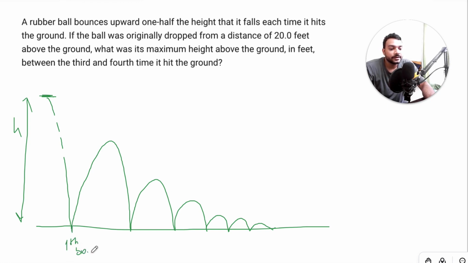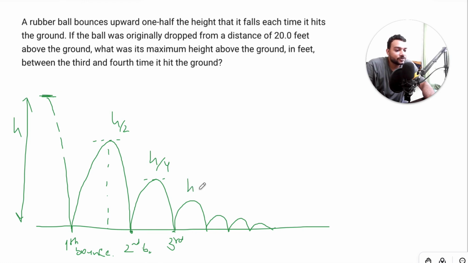Okay, next this one, this is going to be h by 2 because it's one half the height from the first. This is the second bounce. After the second bounce it goes h by 4. Third bounce h by 8. This is the fourth bounce. Then h by 16, and this is the fifth bounce. This is how it goes.